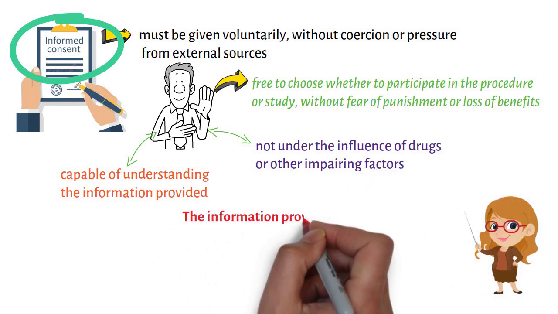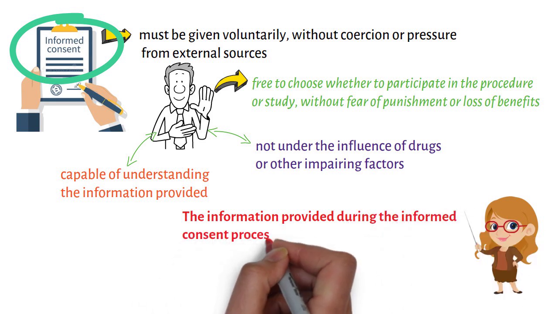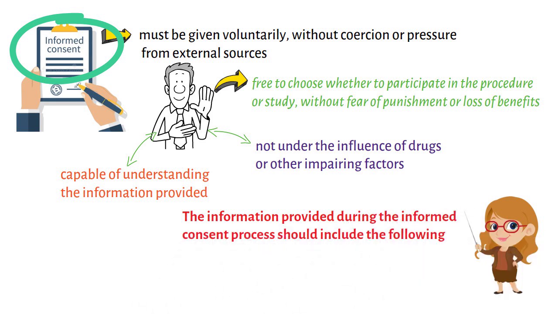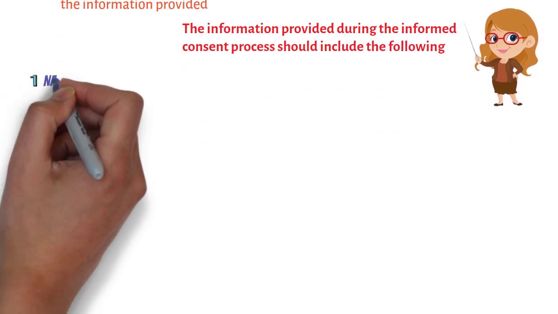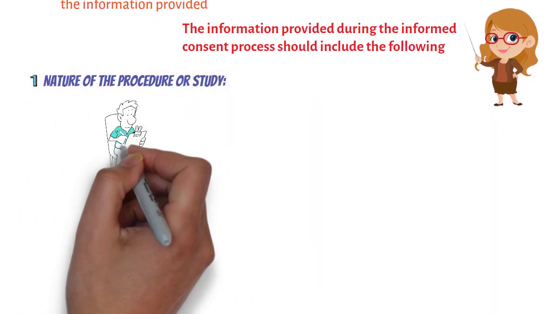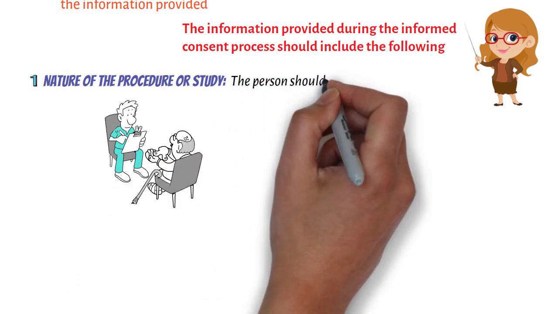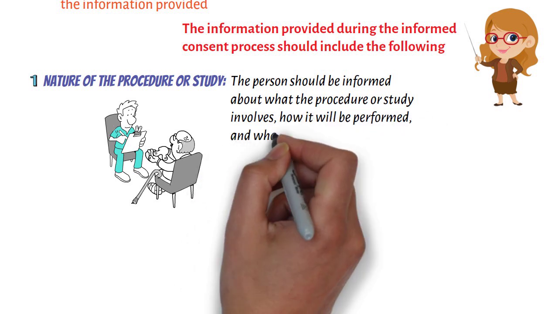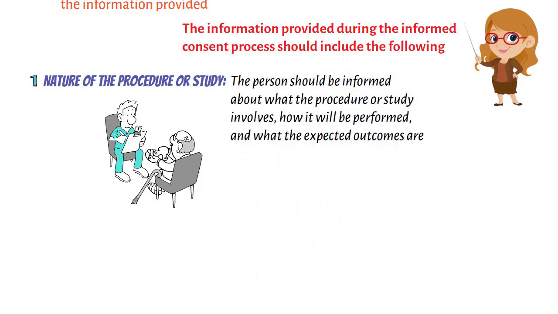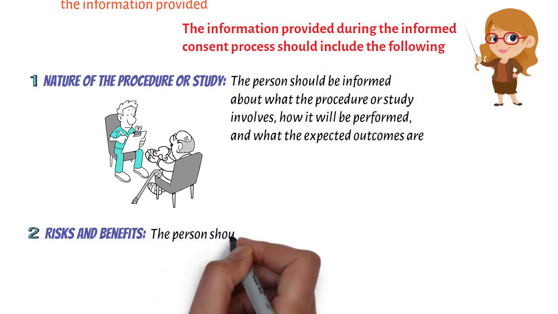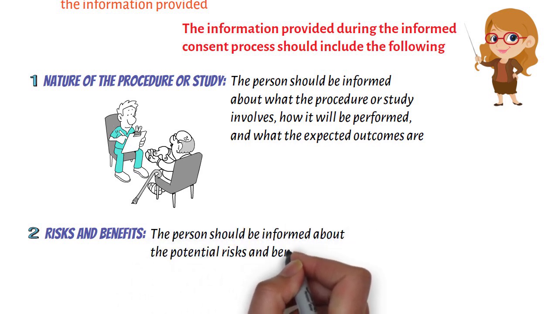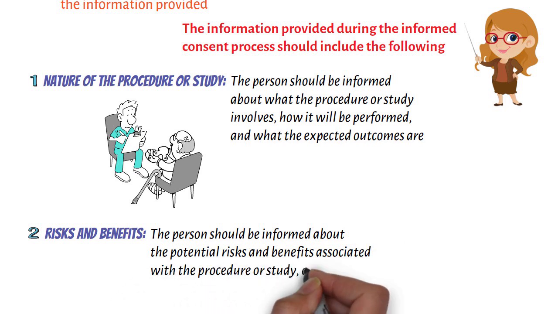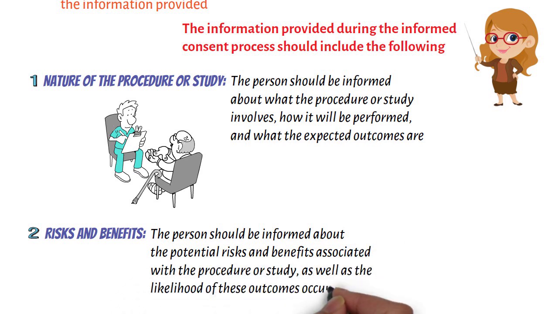The information provided during the informed consent process should include the following. First, the nature of the procedure or study. The person should be informed about what the procedure or study involves, how it will be performed, and what the expected outcomes are. Second, risks and benefits. The person should be informed about the potential risks and benefits associated with the procedure or study, as well as the likelihood of these outcomes occurring.